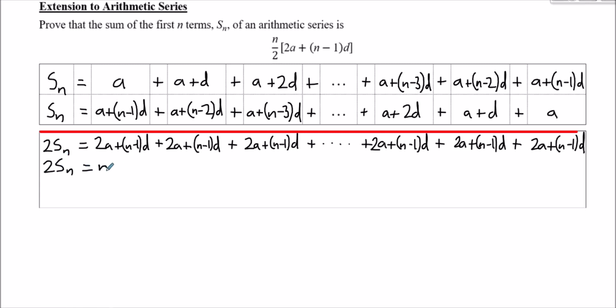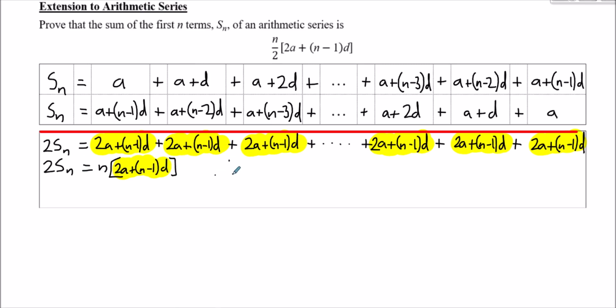equals n lots of this 2a plus n minus 1 lots of d. We've got this thing here n times. So we've got n lots of it all together. So the final step is just simply to divide both sides by 2.